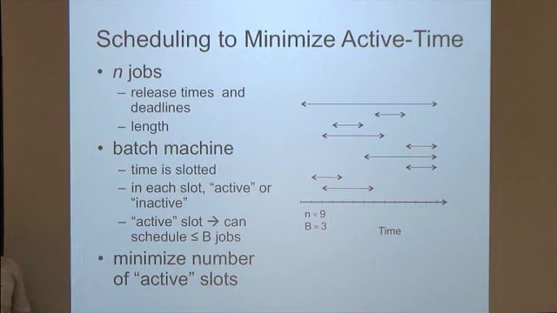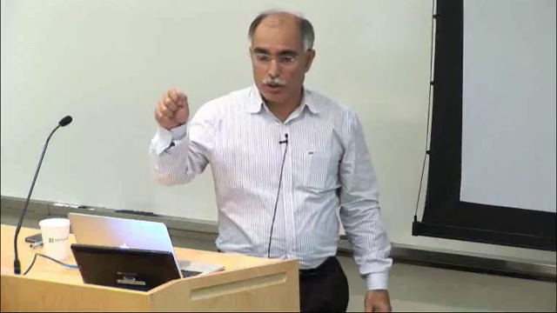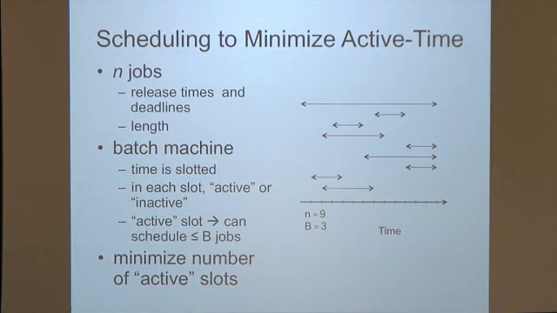I'm going to focus for the next 10 minutes on unit length jobs. We have a batch machine, and it'll make life even simpler. I assume time is slotted, so I can, in a time slot, turn a machine on or off. And so if I turn the machine on, then we say that the machine is active, and I can schedule up to some number of jobs. And the whole goal is to minimize the number of active slots.